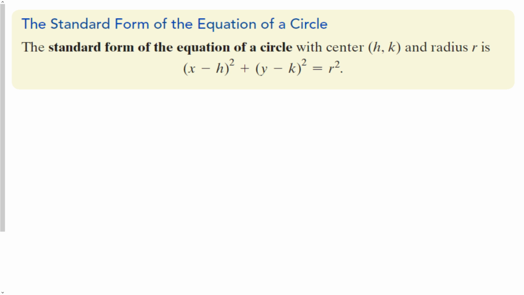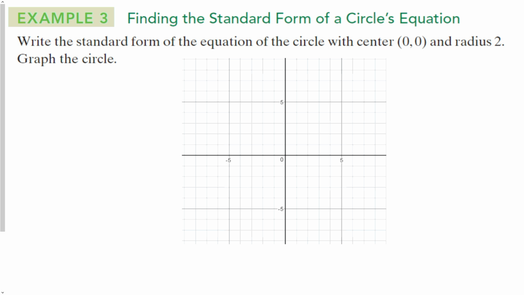(x − h)² + (y − k)² = r². And this is the equation that I will use to graph and label circles. Okay, so write the standard form of an equation of a circle with a center (0, 0) and a radius of 2.